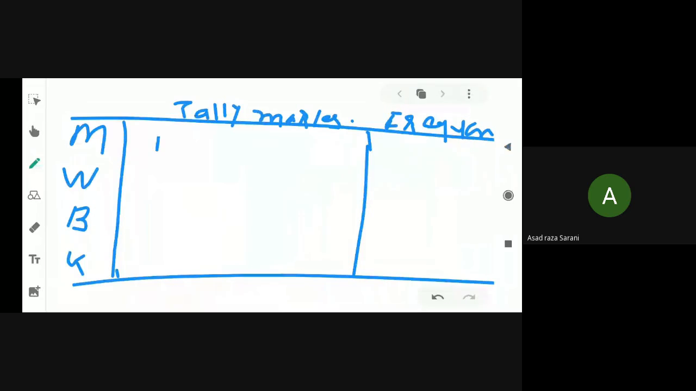So we are drawing these 15 men in tally marks.